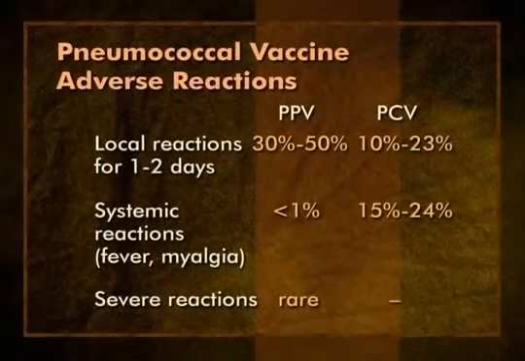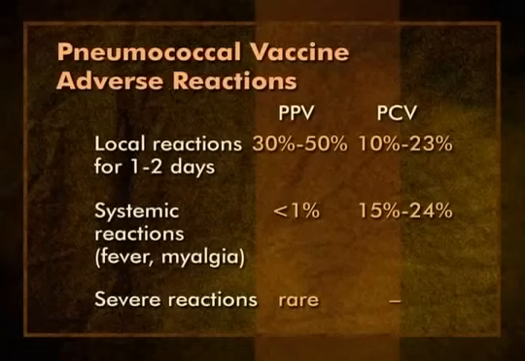Local reactions, such as pain and redness, are reported in 30 to 50% of recipients of PPV. In the clinical trials, local reactions such as redness, swelling, or tenderness were reported in 10 to 23% of recipients of PCV, depending on the dose. In 3 to 4%, pain was severe enough to interfere with limb movement. Systemic reactions such as fever and myalgia are uncommon in PPV recipients, being reported in fewer than 1% of recipients.